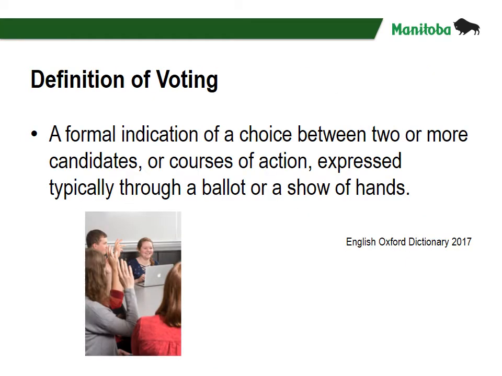Definition of voting: a formal indication of a choice between two or more candidates or courses of action, expressed typically through a ballot or a show of hands. To add to this definition, using voice to express votes is also used. Aye or nay is quite commonly used, or the terms for or against the motion.